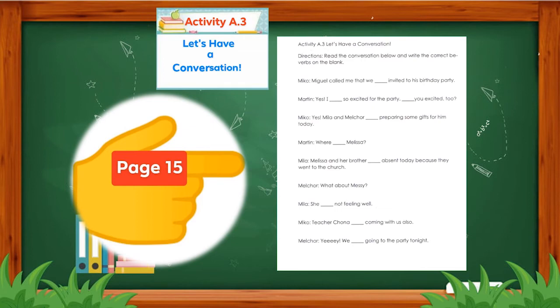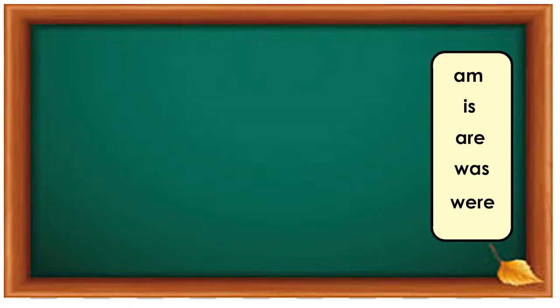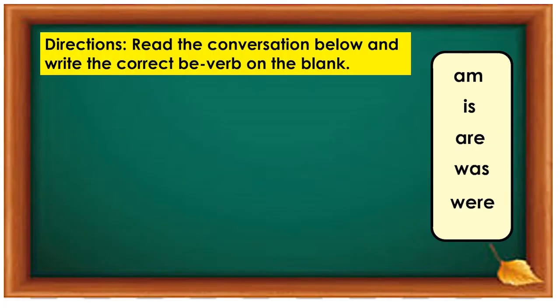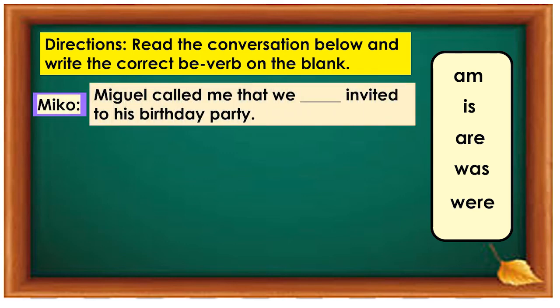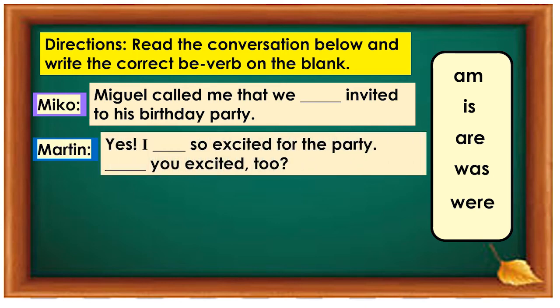Activity A3, which can be found in page 15. Let's have a conversation. Directions. Read the conversation below and write the correct be-verb on the blank. The be-verbs are am, is, are, was, were. Miko: Miguel called me that we blank invited to his birthday party. Martin: Yes! I blank so excited for the party.